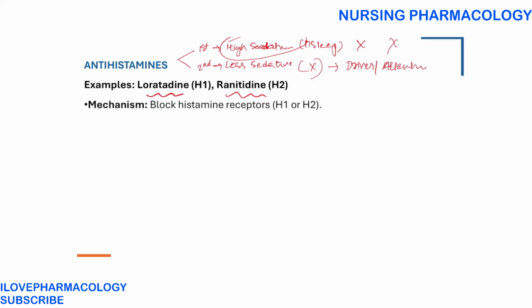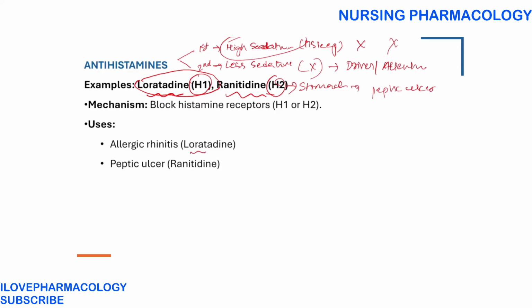So we have loratadine as well as ranitidine. Loratadine mainly blocks the H1 receptor. Ranitidine is the drug which blocks H2 receptors in the stomach. So basically, loratadine is used as an anti-allergic drug, and ranitidine is used in case of peptic ulcer. And the mechanism of action, it blocks histamine receptors. So loratadine is used in allergic rhinitis in case of cold, etc. And for peptic ulcer, you use ranitidine.